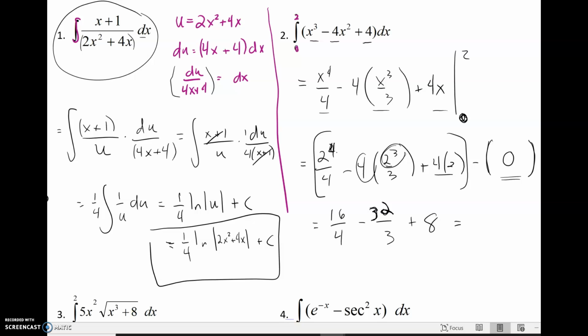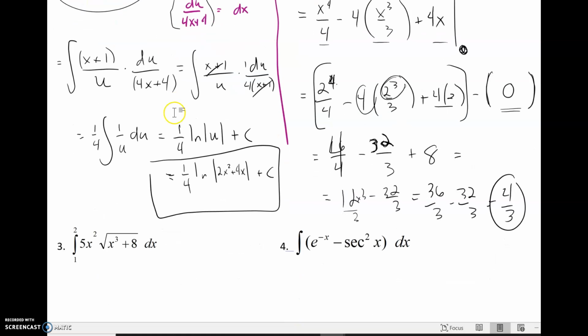Okay, and then I'll go to my calculator for this. Well, wait, that's 4 plus 8 is 12. 12 minus 32 thirds equals over 3 times 3. That would be 36 over 3 minus 32 over 3, and I end up with 4/3.